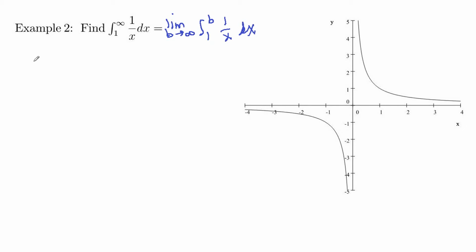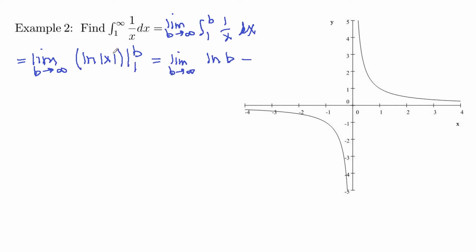So the antiderivative of 1 over x is natural log. So this will be the limit as b goes to infinity of natural log of absolute value of x, and we are evaluating that from 1 to b. So this will be the limit as b goes to infinity, and we'll plug b in. So that's ln of b. b is approaching infinity, so it's greater than 0. Minus, we'll plug 1 in. The absolute value of 1 is 1, so this is natural log of 1, and natural log of 1 is just 0. So we're just taking the limit of natural log of b as b goes to infinity.